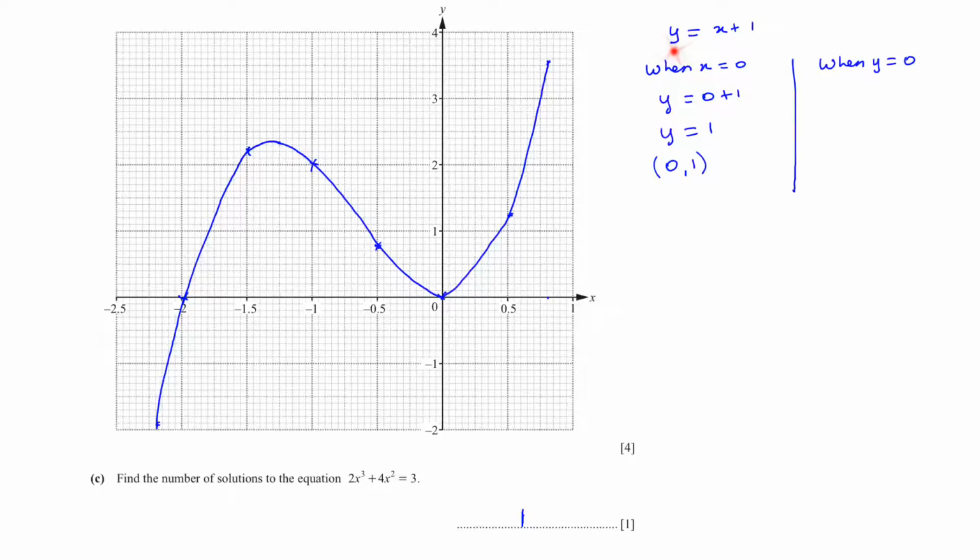The next step we can do is when y is equal to 0. So in place of y, we'll put 0. 0 is equal to x plus 1. The 1 will bring on this side, it will become negative 1. Therefore, negative 1 is equal to x. And the point we get is negative 1, 0.